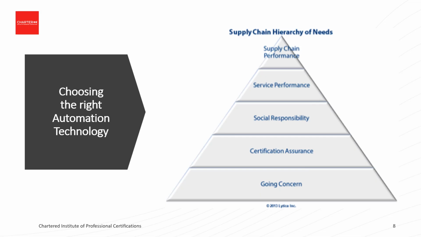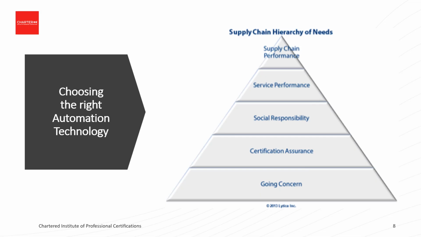Now, choosing the right automation technologies for your supply chain is a critical decision that can significantly impact your organization's efficiency and bottom line. Now, this process involves careful evaluation of different technologies based on their functionalities, ease of use, integration capabilities, and costs.